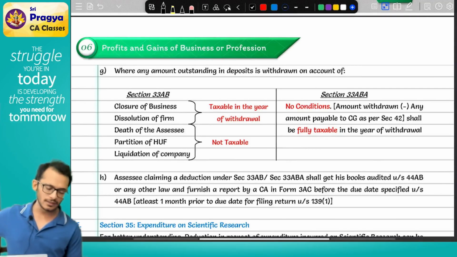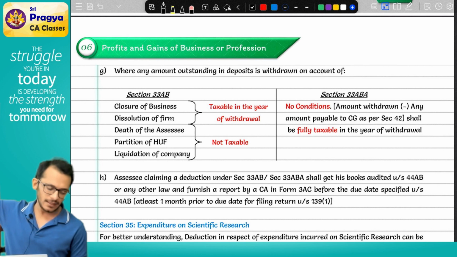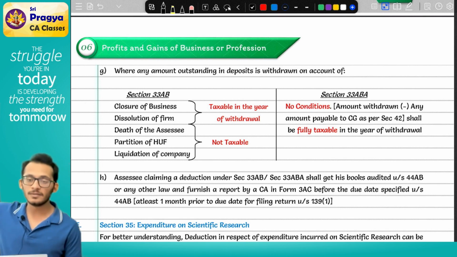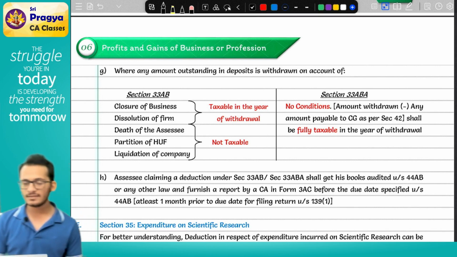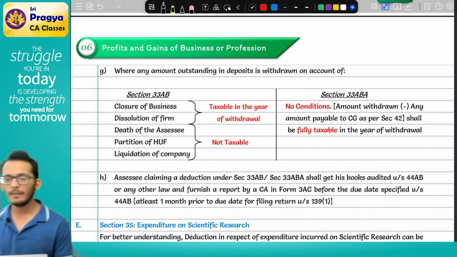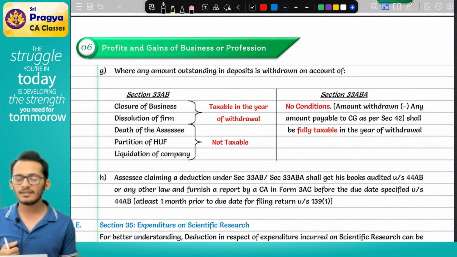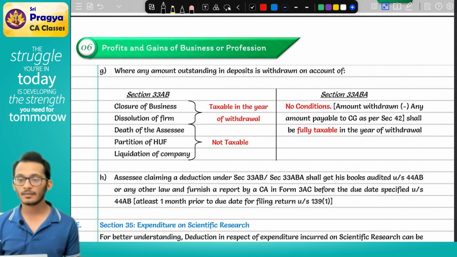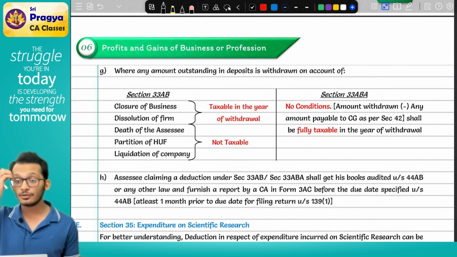If you are withdrawing the money but not using it for the purpose, I want reasons. They are saying if you find out that the reason is because the business is closed or because the firm is dissolved, then in that case, the year in which you withdraw, it will become taxable, because the closure and dissolution is happening because of your choice, or is it happening because of a market force? It is happening because of your choice. You decided that you want to close. You decided that you want to dissolve. So in that case, the year in which you dissolve, it will become taxable.